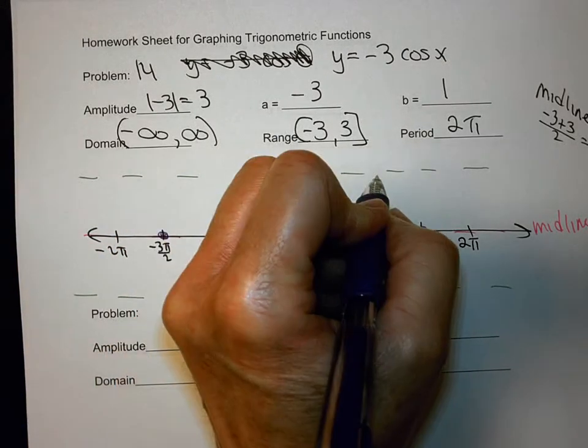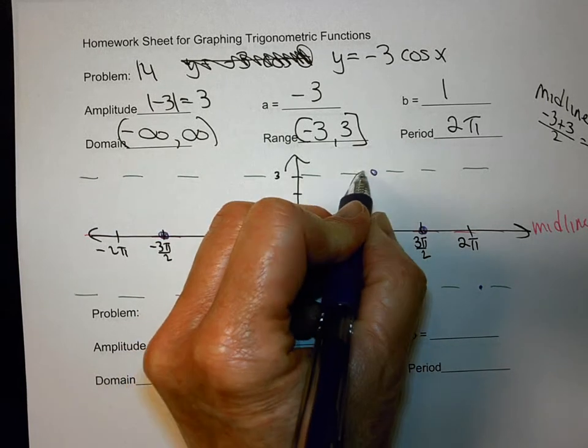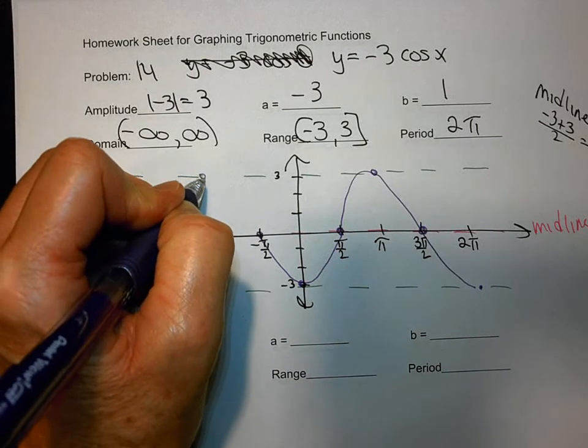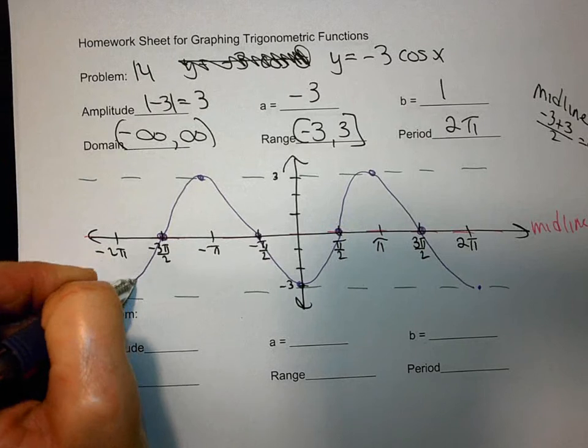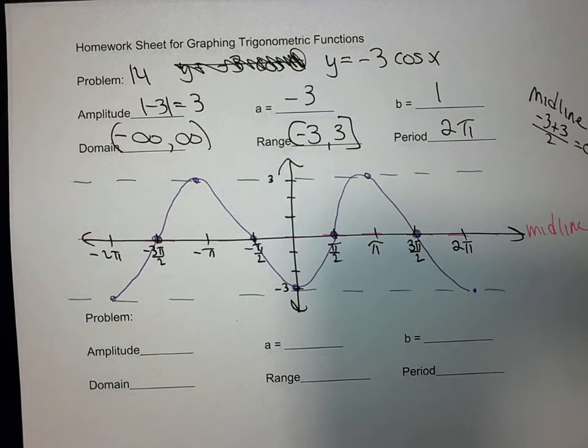Then I know this one's going to have to go up and this one's going to have to come down. So there's my right-hand side, and again I know this one's going to have to come up and this one's going to have to go down. So there's my picture for number 14. Okay, from here you're going to do some with just an amplitude change, just a couple, and then we'll get into the b value and how that changes the graph.